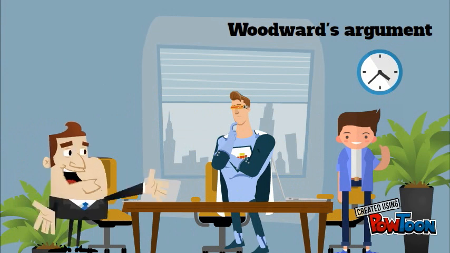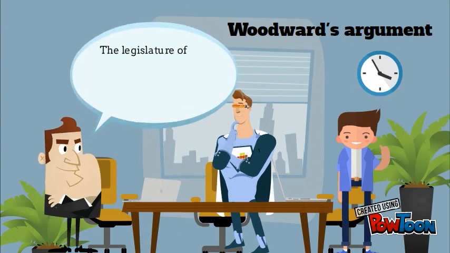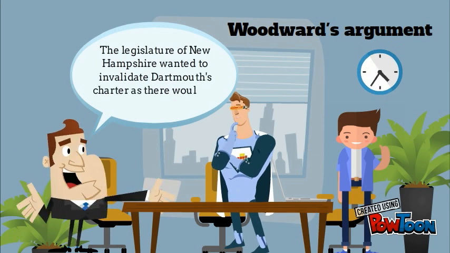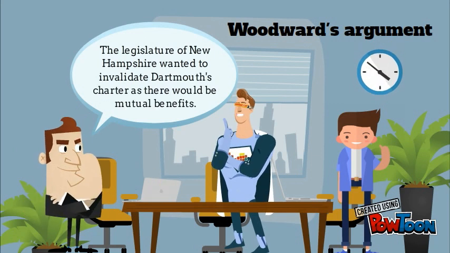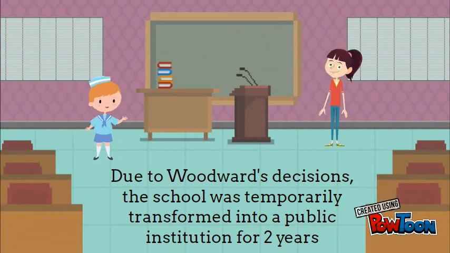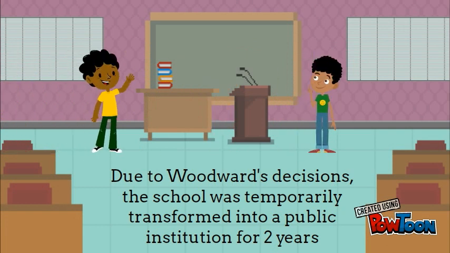Woodward's argument. The legislature of New Hampshire wanted to invalidate Dartmouth's charter as there would be mutual benefits. Woodward insisted that the university would maintain its prestigious status despite making it public. Due to Woodward's decisions, the school was temporarily transformed into a public institution for 2 years.